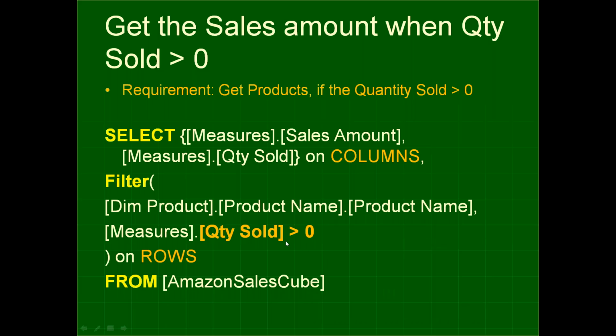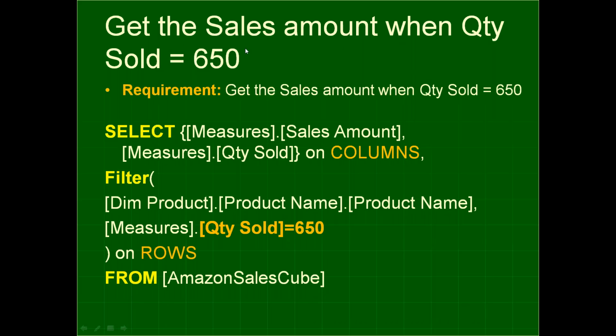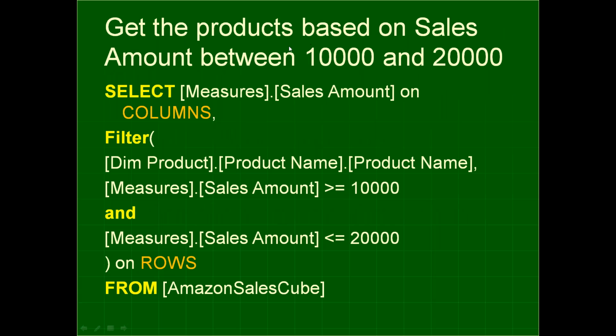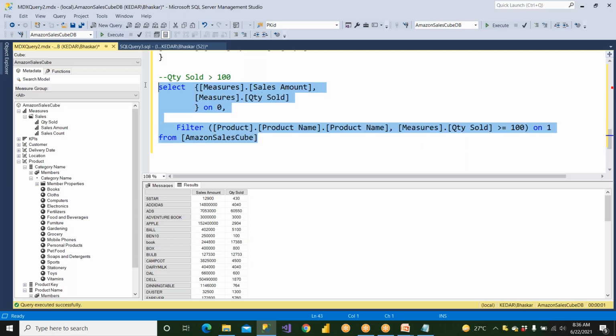Clear? Now get the sales amount when the quantity is equal to 0. You can apply this instead of greater than. So get the products based on the sales amount between 10,000 and 20,000. You can use an and condition. This is what is called a between clause. Okay, so the next one is between.